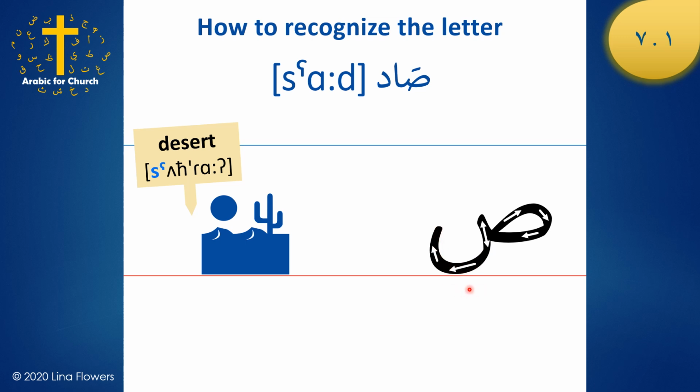Sa is the first sound in the word Sahra, which means desert in Arabic. And if you think about it, the first part of Sad looks a bit like a sand dune. It's not very high and it's wide.